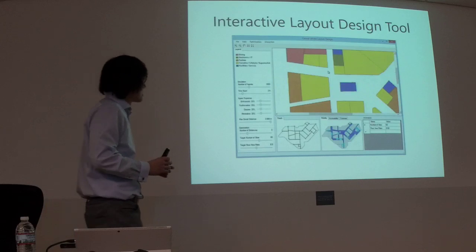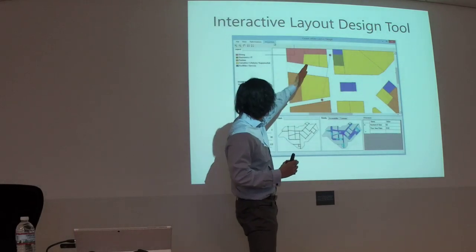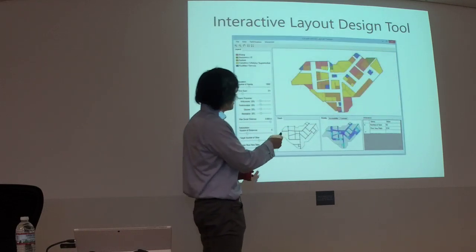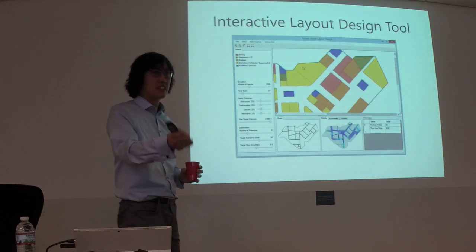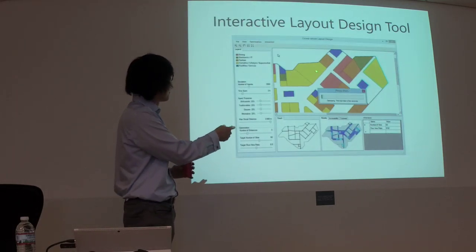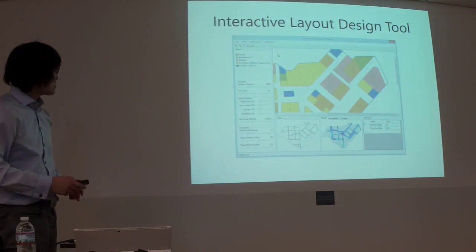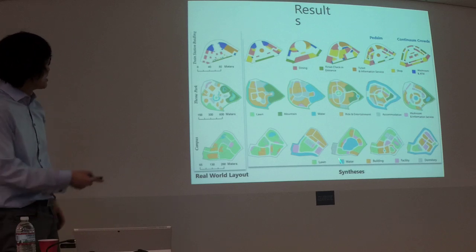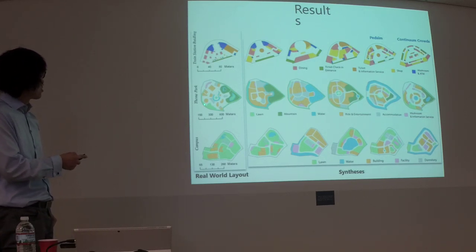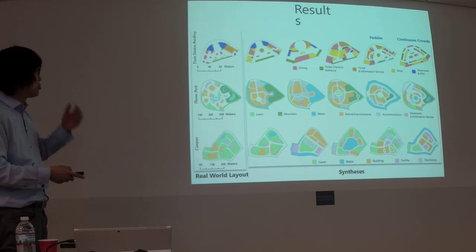For example, if the user wants to add a path between these two points, we can update the layout. Basically, the optimizer just needs to run maybe 10 or 20 more times for that local region to update. We generate layouts with this method for train stations, theme parks, campuses, and other examples.